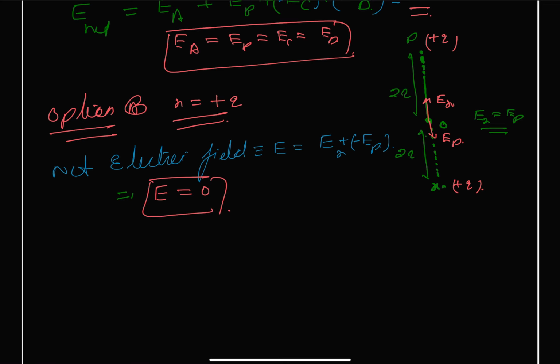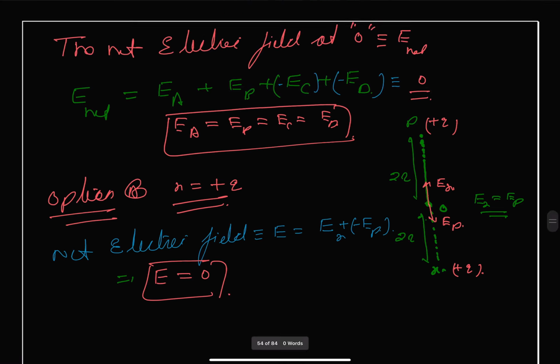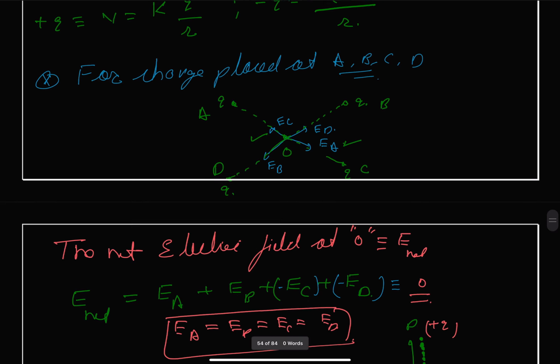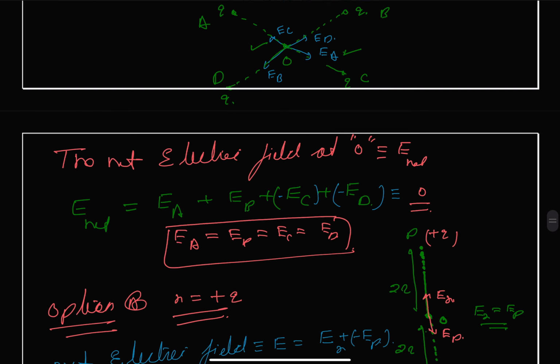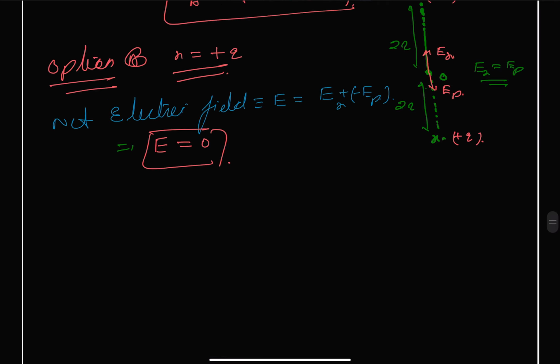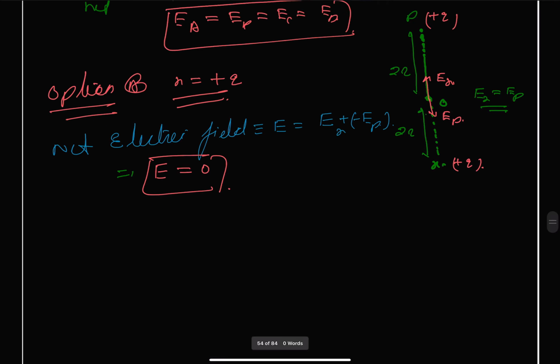So we found out that the net electric field due to the charges placed at A, B, C, D is equal to 0, and the net electric field due to the charges which are placed at X and P is also equal to 0, and this is possible for X is equal to plus Q. Therefore option A is correct.